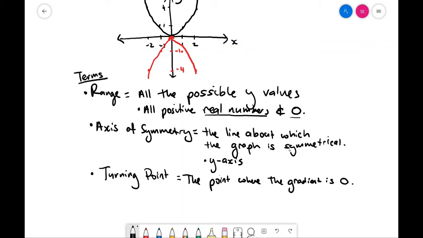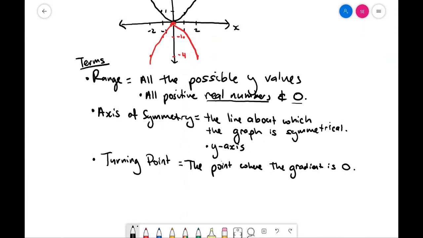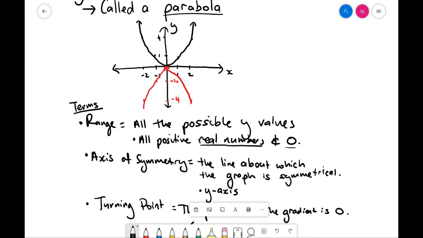But you can see here that if you look at the graph, it's going down, down, down, and then it stops here and then it starts increasing. Just like here, it goes up, up, up, stops, and then back down, down, down. So the turning point would be 0, 0 for y is equal to x squared. Okay, so that's just a brief intro to parabolas.